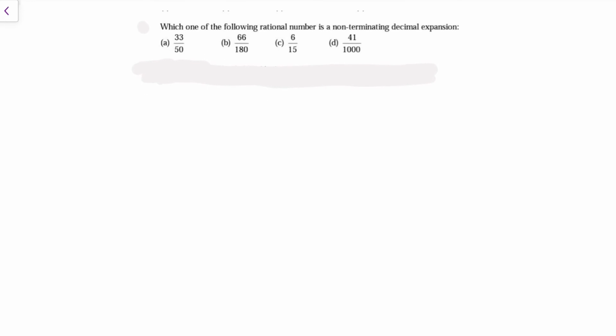Next, which one of the following rational numbers has a non-terminating decimal expansion? As I already said for the previous question, if the denominator is in the form of 2 power n into 5 power m, then we can say that it is a terminating decimal, otherwise a non-terminating repeating decimal. In simple words, the denominator should contain only 2 and 5, whatever the power may be, then it is terminating, otherwise non-terminating repeating. So let us check the options one by one.